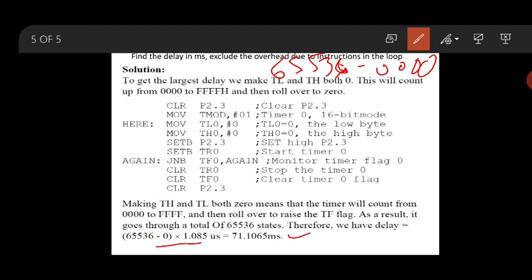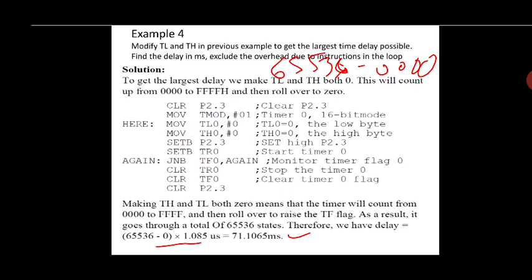Because you can't start from minus 100. There is no facility for that, it is not that minus 100 goes to 0 and then to 65536. No, not like this. The maximum value it can start from, and the rollback will be from 0000. So the maximum time interval I can obtain from an 11.0592 MHz chip for the timer is 71.1065 milliseconds. I hope you understood this, because the statement is the same as what I mentioned here.